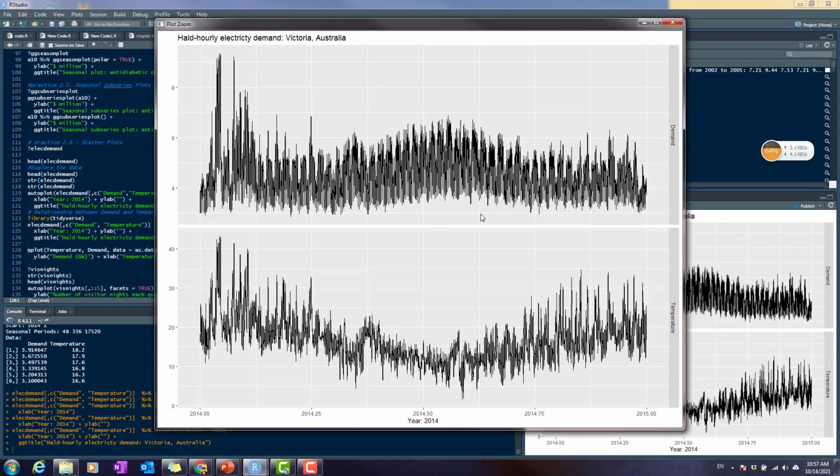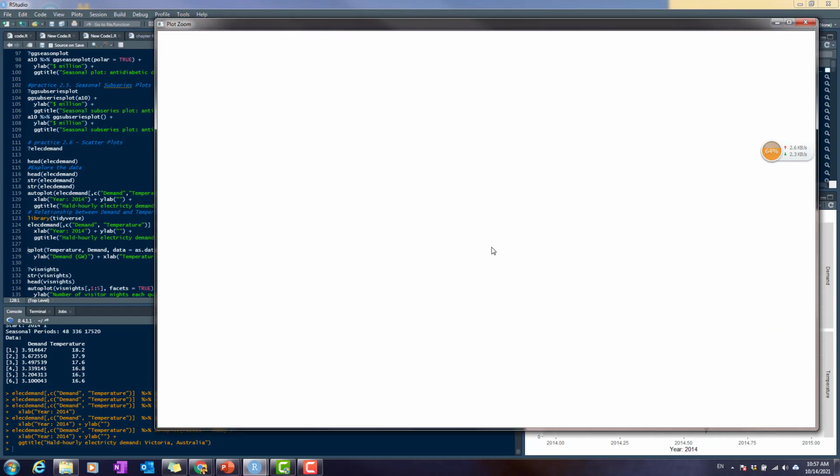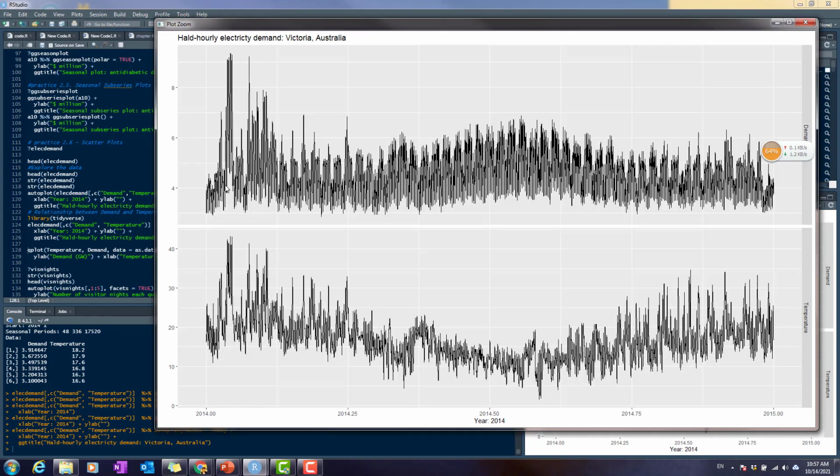Up until now, you see, as I zoom it out, it looks like we had a big jump in the beginning of both: the temperature jumps up, and the demand jumps up too, and they fluctuate together. But it's still very hard, because when I have parallel time series like this, it's very hard for me to see the pattern.